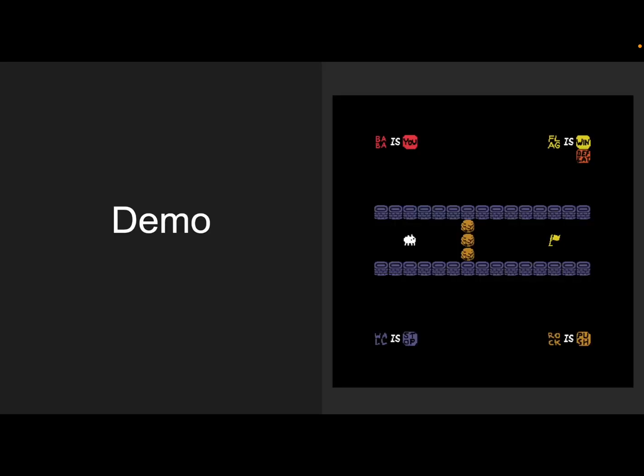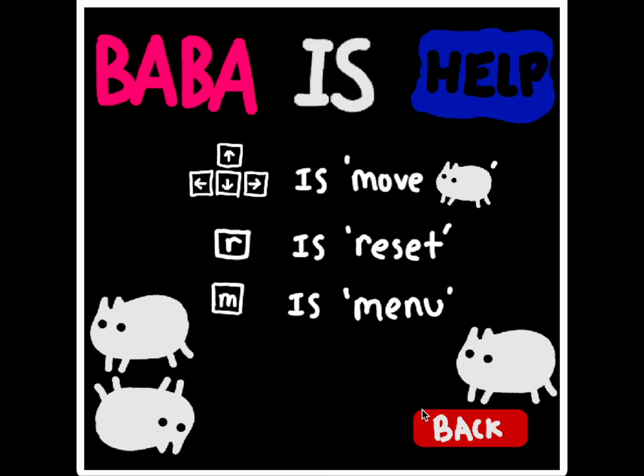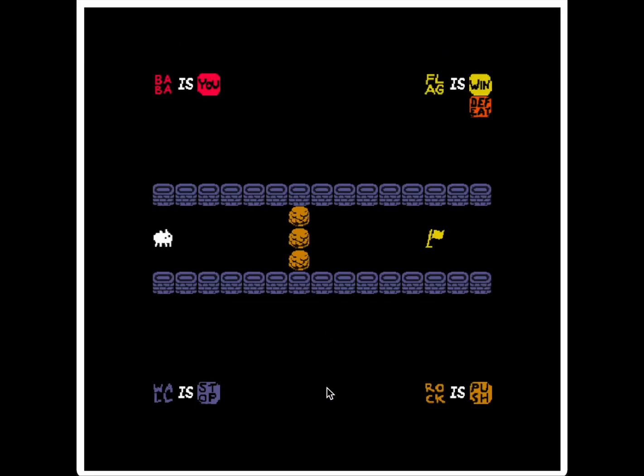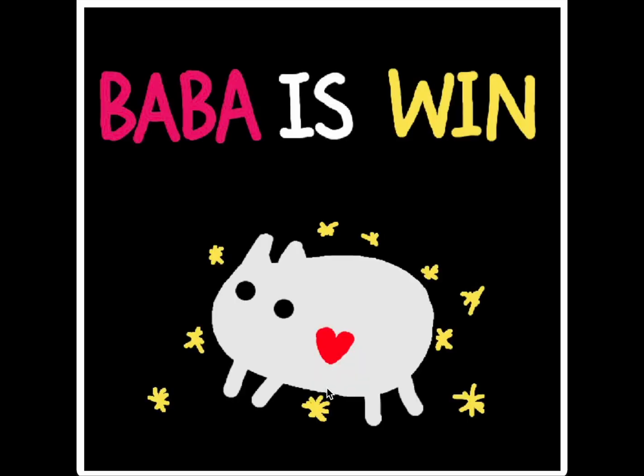This is a demo section. These are the controls. This is a demo stage. So right now, Baba is you, flag is win, wall is stop, and rock is push. This means that we cannot go through the walls and we can push the rocks. Touching flag wins the game.